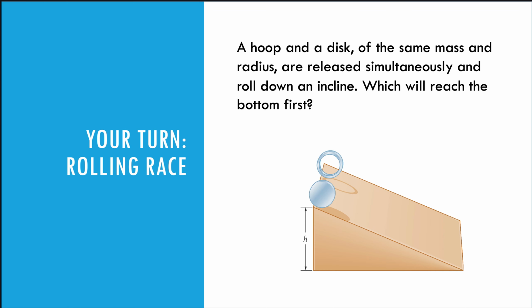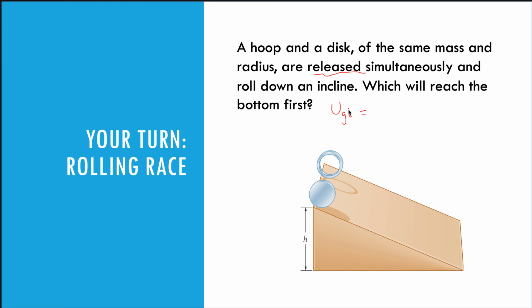Before we move on to the examples, let's do a conceptual question. A hoop and a disc of the same mass and radius are released simultaneously and roll down an incline. Which will reach the bottom first? Pause the video to think about it. We know that we can use conservation of energy as we have an isolated system. We have potential energy to begin with, and we're starting from rest, so we don't have any kinetic energy. I'm just assuming that released means released from rest here.